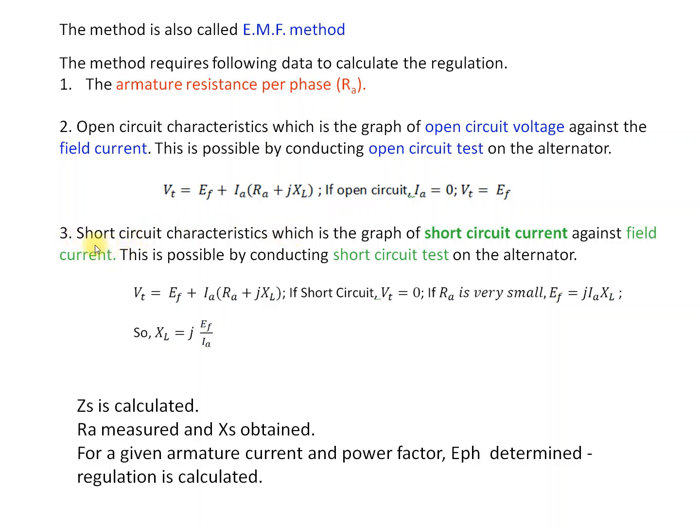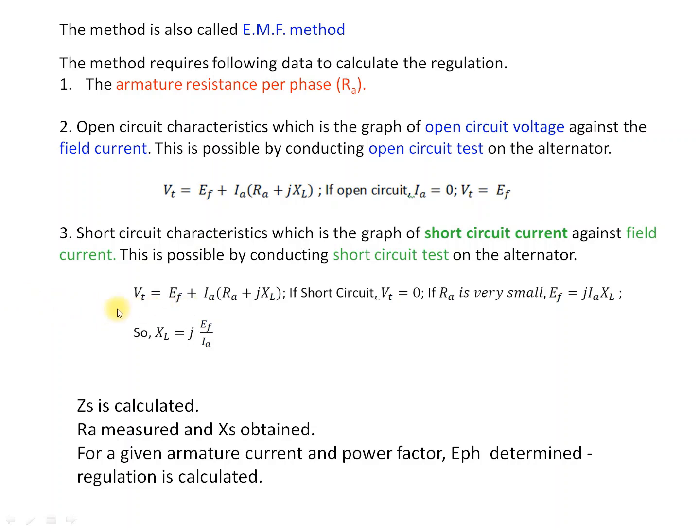Next one will be the short circuit characteristics test. What we will be doing for this test is short circuiting the terminals of the armature, that is, of the alternator. After short circuiting, we will be varying the field current in order to flow the short circuit current through that short circuit path. So in the short circuit test, the terminals will be short circuited.